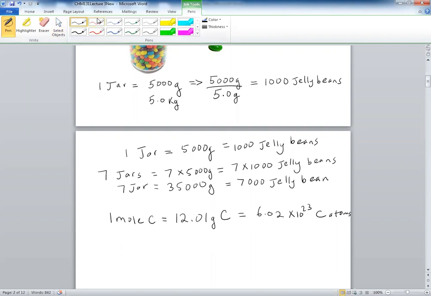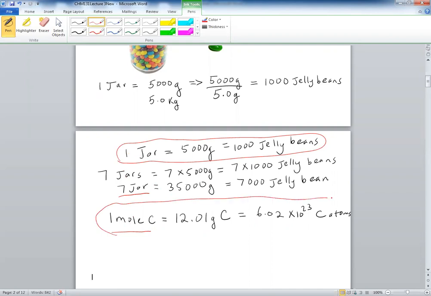So then what I should do is just look at how they relate. 7 jars, that's how many? Here, let's say you have 1 mole, or 1 jar. I'm gonna bring this one right here, and look at this one. Of course, it's gonna take a little bit of thinking about them. 1 jar is 1 mole.